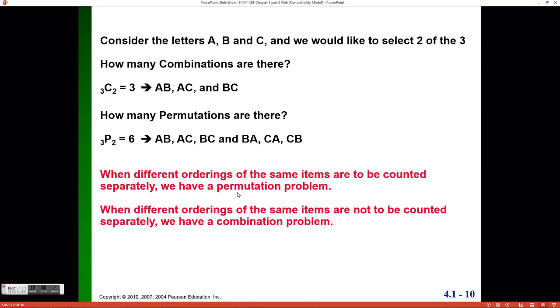When I have a problem where the different orderings of the same items are to be counted separately, I would want to use my permutation formula. And when the different orderings of the same items don't matter, I would want to use the combination formula.